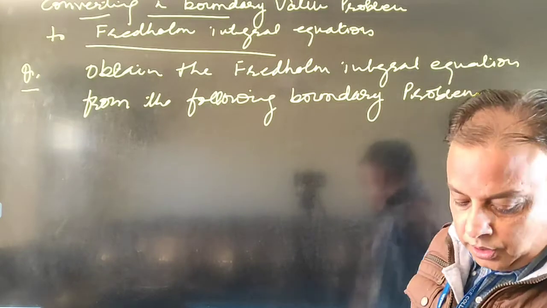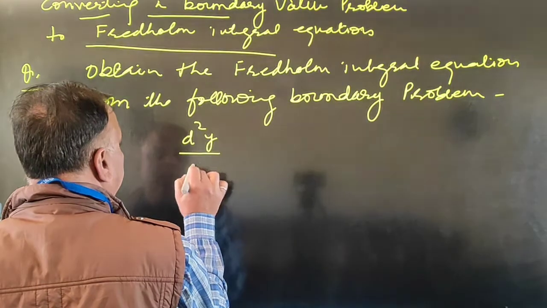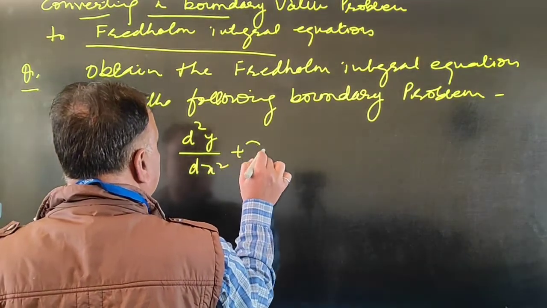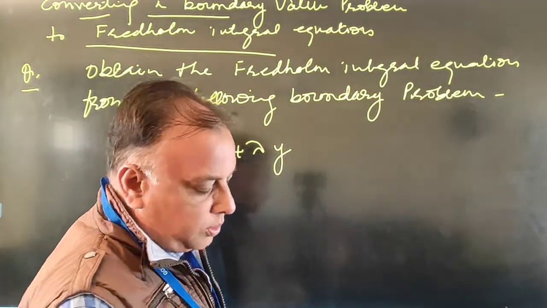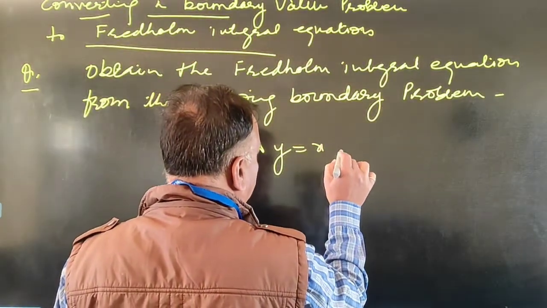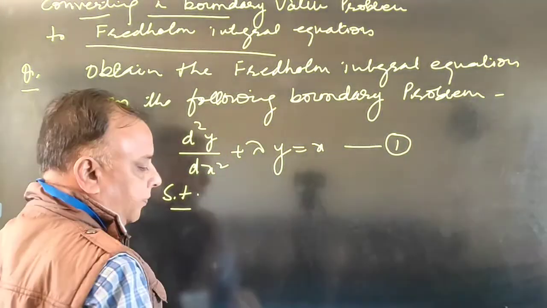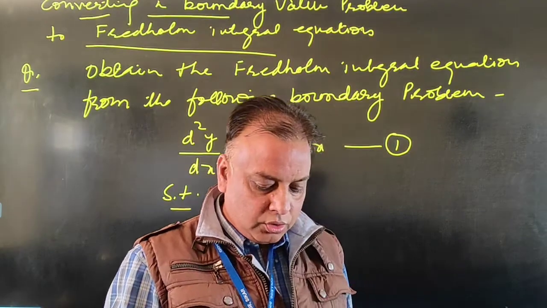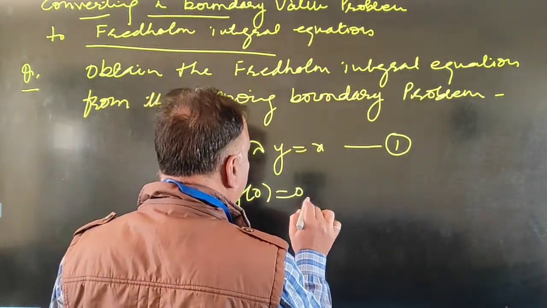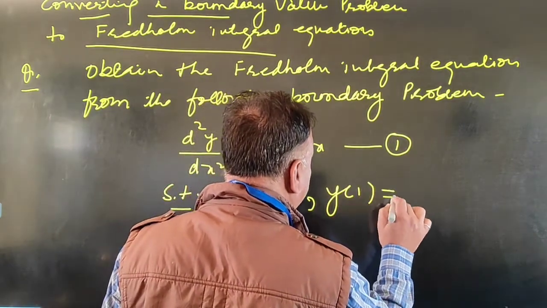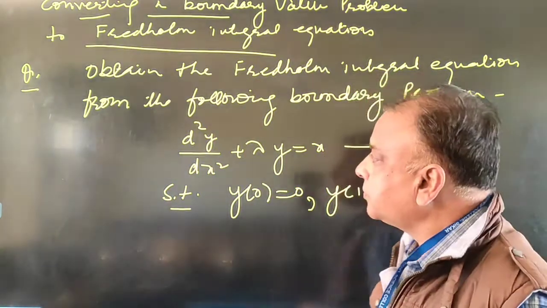And the problem is d2y by dx square plus lambda into y is equal to x. The boundary conditions are such that y(0) is equal to 0 and y(1) is equal to 1. These are the boundary conditions which are given.